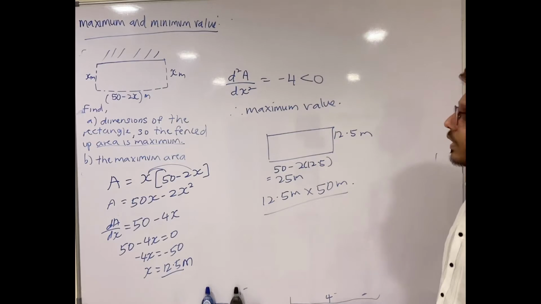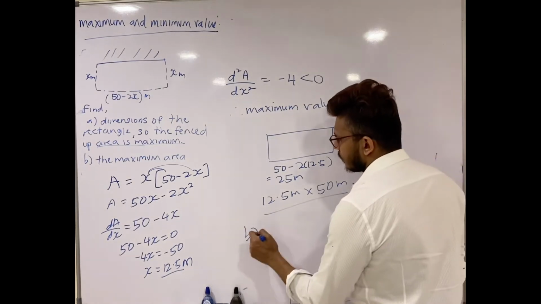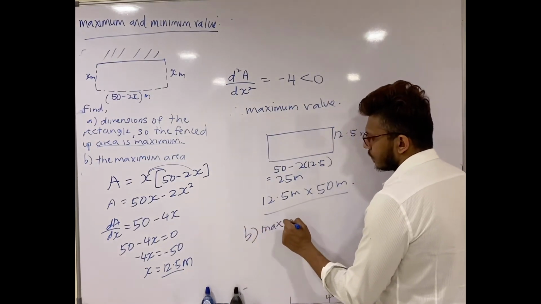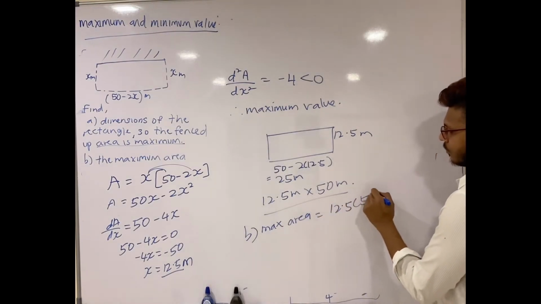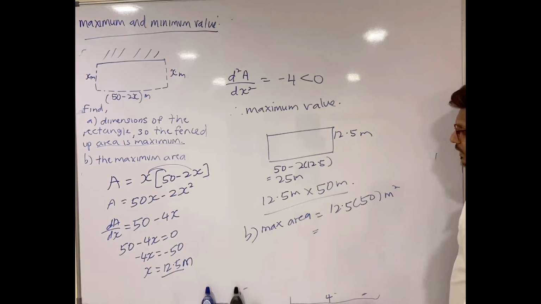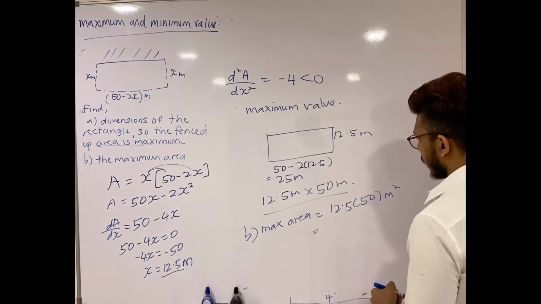Okay? Now the area is very easy. It's going to be 12.5 times 50 meters squared. How much is that? Can someone calculate for me?